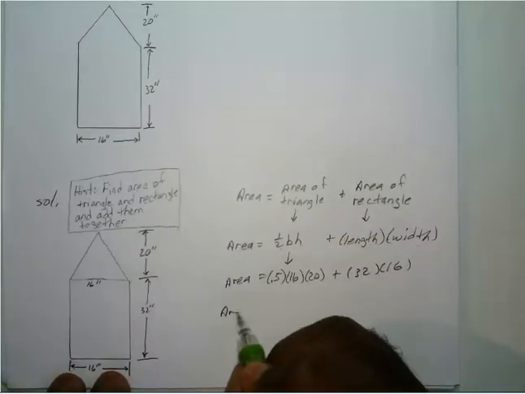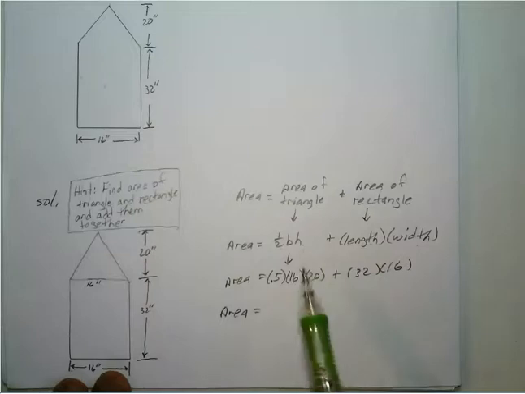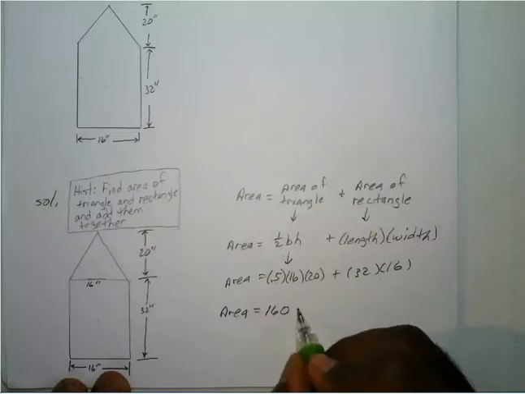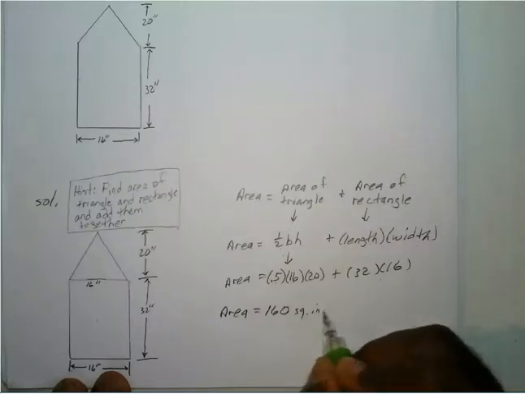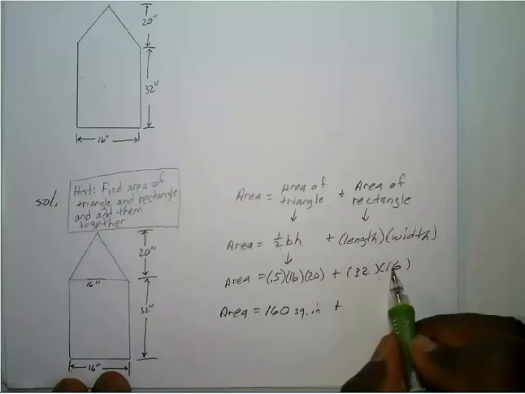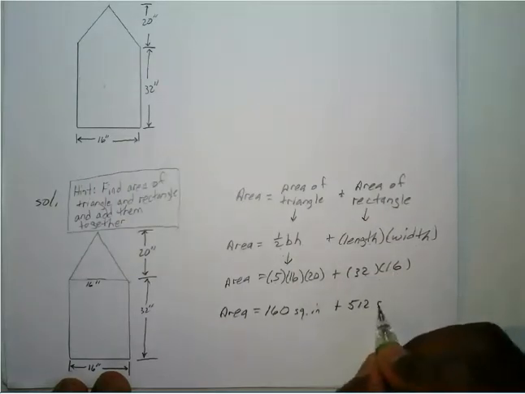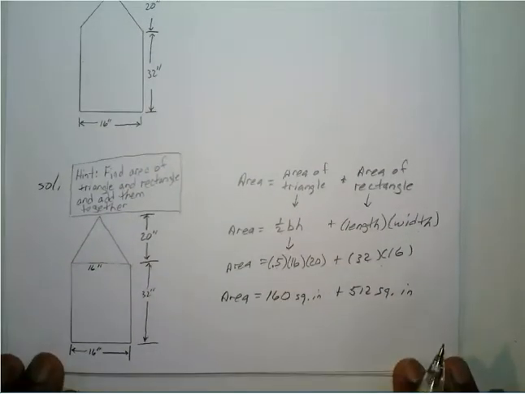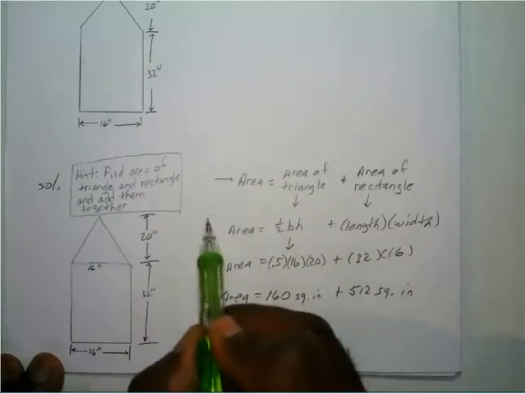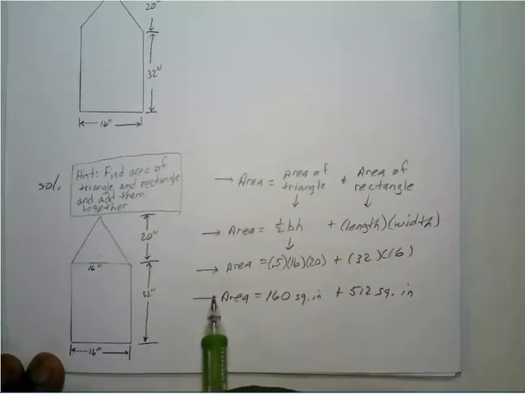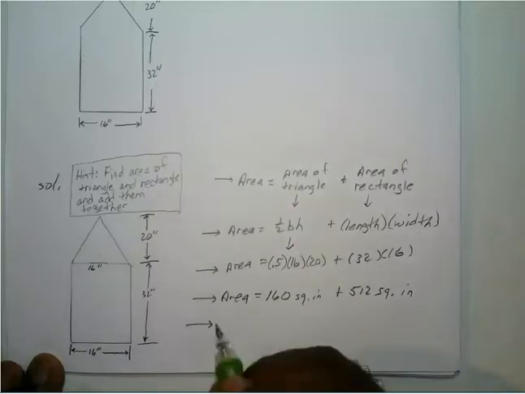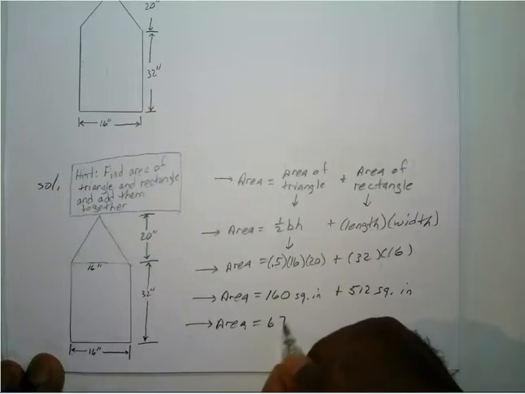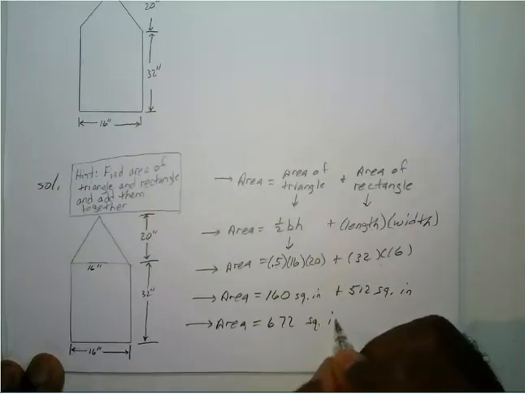Okay, so that means your area will equal 0.5 times 16 times 20 is 160 square inches, plus 32 times 16, which is 512 square inches. Okay, so we know that our area, I'm just going to write little arrows here to let you know these are separate steps. There we go. So we know the area is going to equal 160 plus 512, which is 672 square inches.